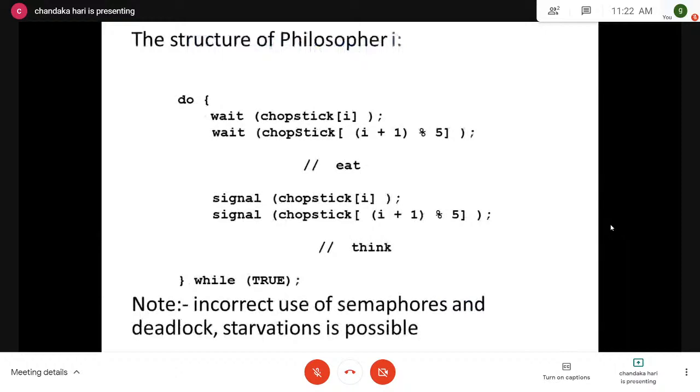If process Pi wants to enter into the critical section, that implies they want to eat, and this thinking is going to be called the remainder section. There is no problem if one person is thinking, and similarly at the same time the remaining persons can also think. There is no problem. Let us take an example.